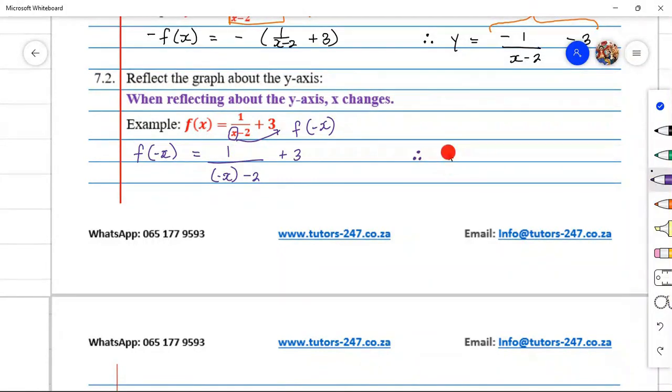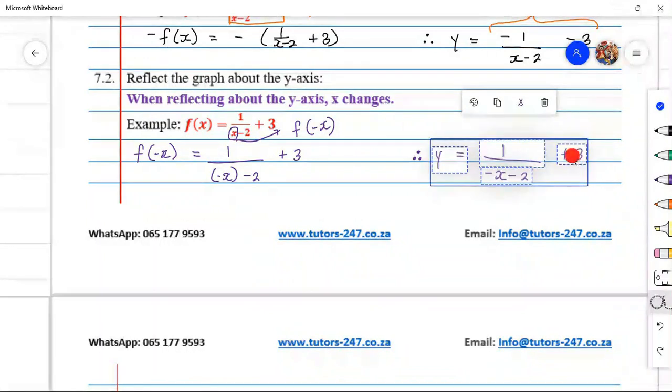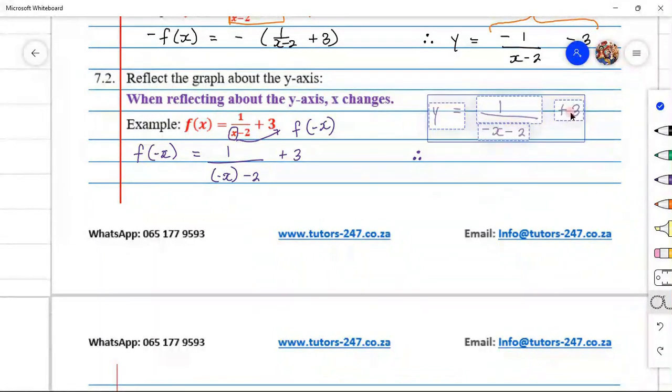Therefore, our reflected function is going to be, let's just use y equals 1 over negative x minus 2 plus 3. Now, let's not leave the bottom as a negative x. So instead of leaving it as negative x, we are going to change it to positive x. Now, how we can do that is by factorizing or taking out a common factor. So as you can see, the common factor is negative.